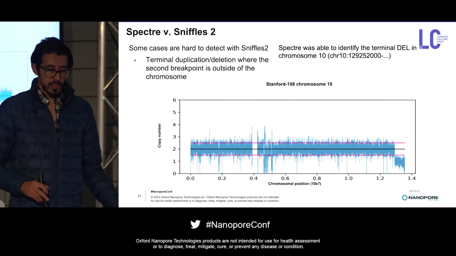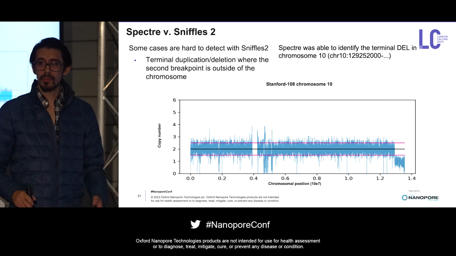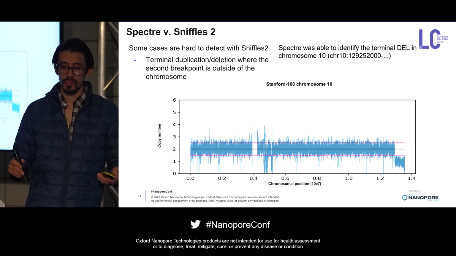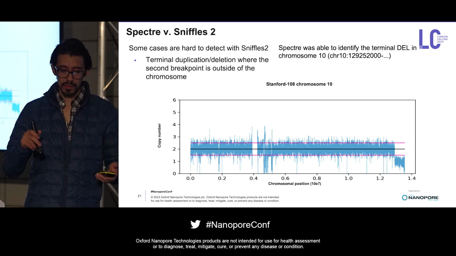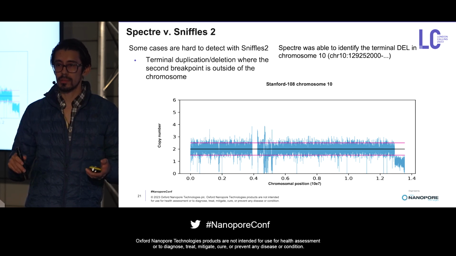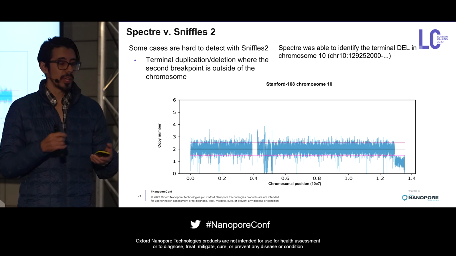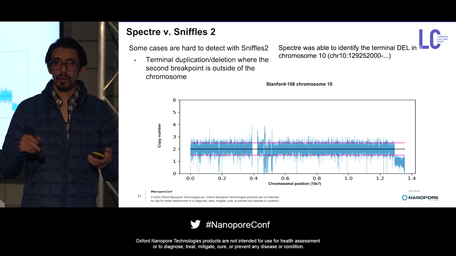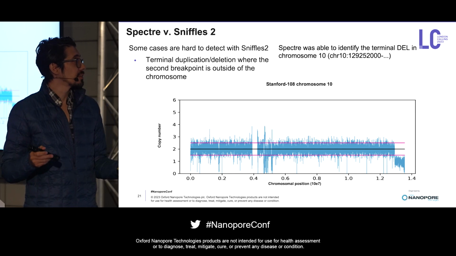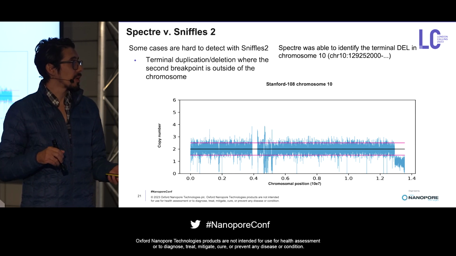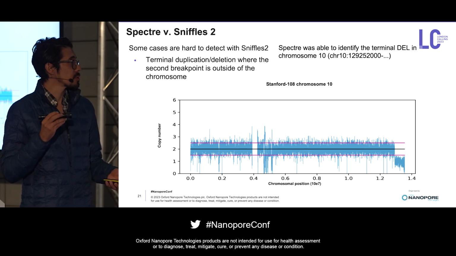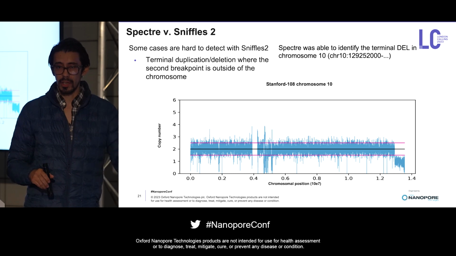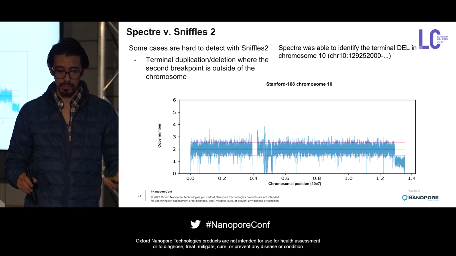So Sniffles 2 is good and everything, but there are some cases that were still missed. And this is basically due to how Sniffles 2 was developed: it detects structural variants based on read splits. So if you don't have a split, then you cannot detect a structural variant. And this is what happened here, in one of the samples from Stanford, this is 108. There was a terminal duplication that was not detected because the second breakpoint is not there. So Sniffles 2 cannot detect it.